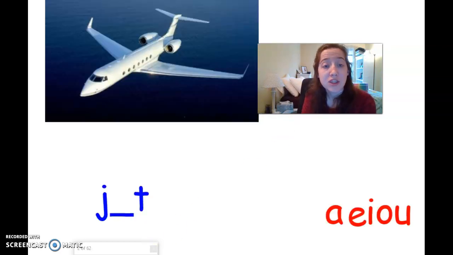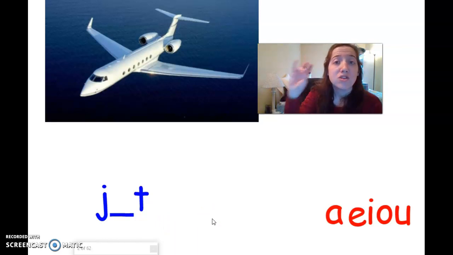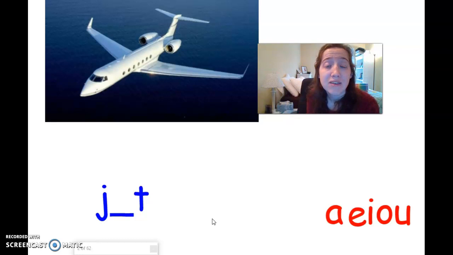Okay, our first picture is of a jet. Here we have the first and the last sounds already provided for us. We have j and t. What sound do we need to add to the middle of the word to complete the word? Listen, jet. Let's tap out the word and listen for the sound in the middle. J, et. What sound did you hear in the middle? I heard eh. Which letter should we put for that sound? Should we put the A, the E, the I, the O, or the U?